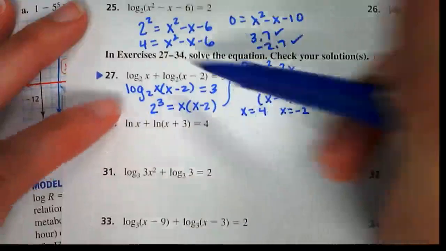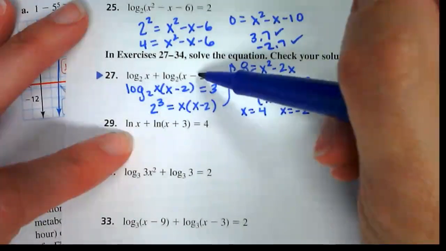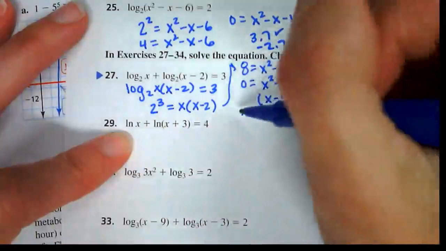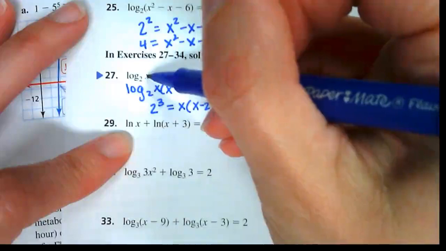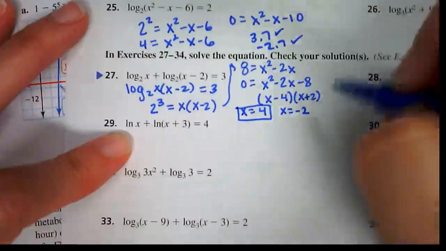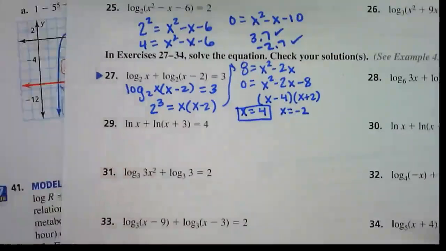If I plug a 4 in here, I get 4, so that's okay. And 4 minus 2 is 2. So 4 works. 4 is one of my solutions. If I plug a negative 2 in here, that's a negative value, so negative 2 does not work. So my only solution for this one is x equals 4.